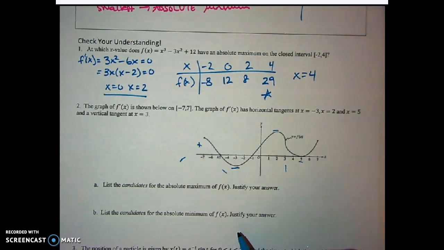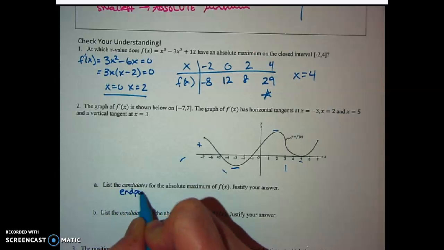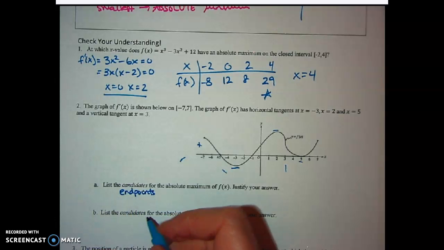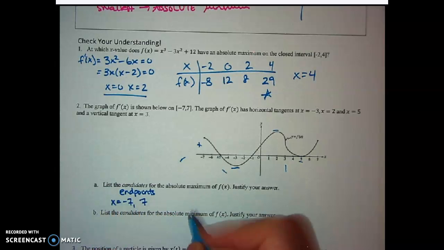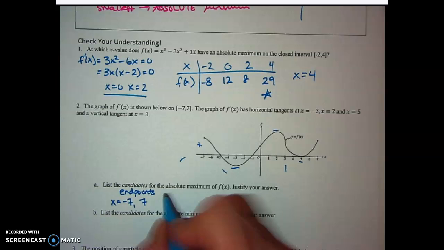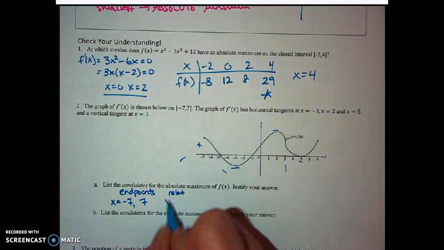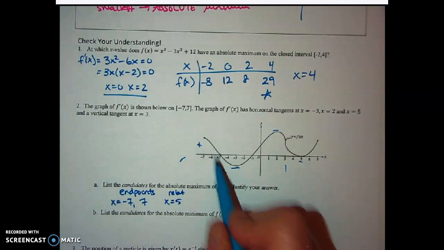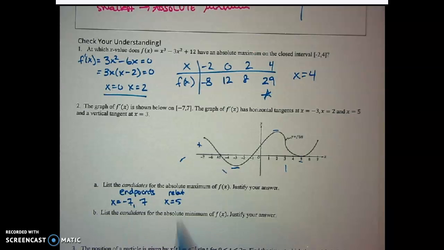So the candidates for the absolute maximum, first of all, I need to list the endpoints. Let's make sure we don't forget that. The endpoints of this graph are going to be at x equals -7 and x equals 7. And then the relative maximum is going to occur at x equals 5. And is there another place where the graph goes from positive to negative? There's not. So that would be the candidates for the absolute maximum.